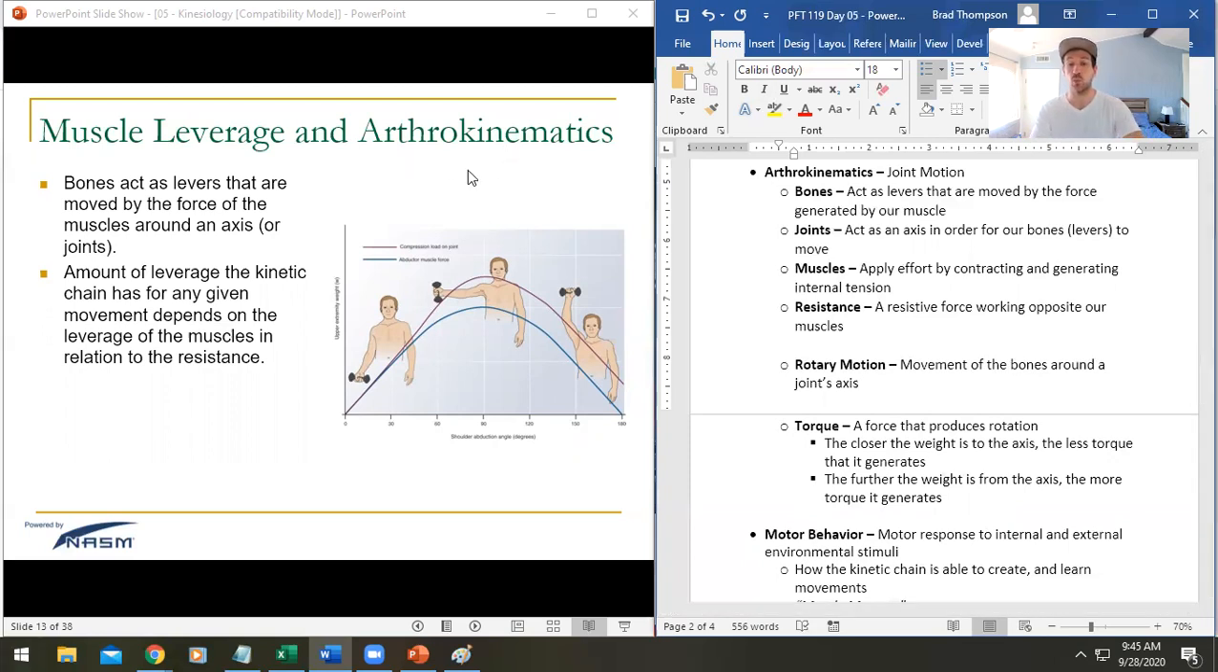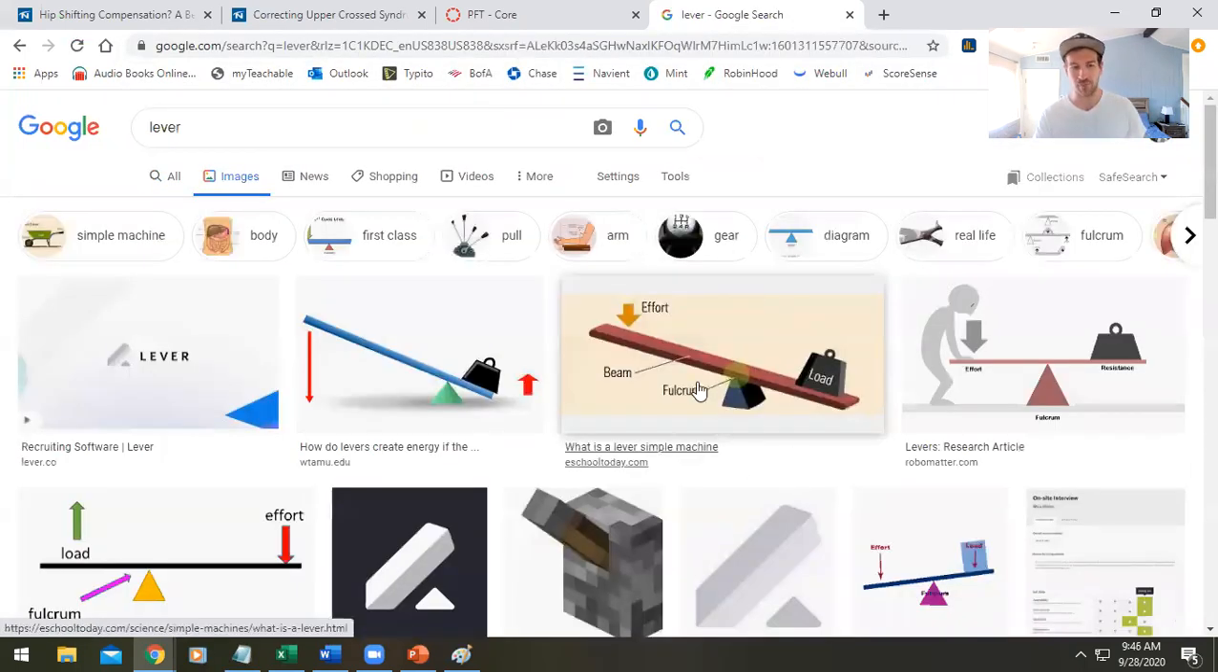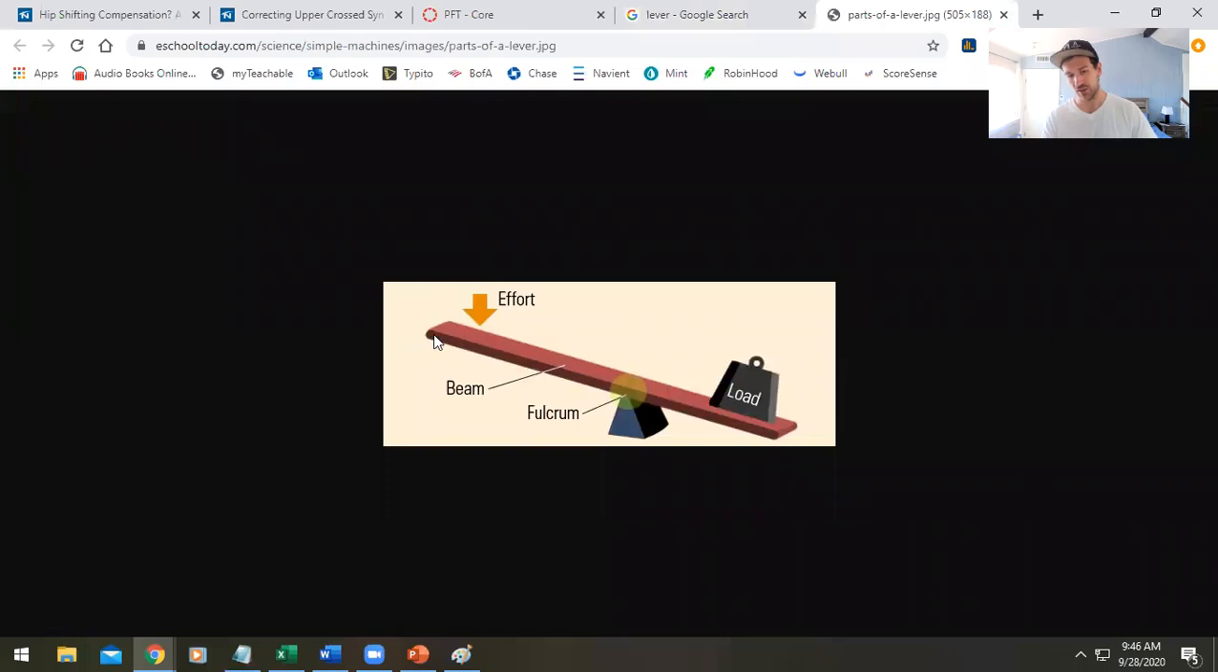All right. When we look at arthrokinematics, remember, arthrokinematics means joint motion, right? Arthro for joints, kinematics for motion. What we need to remember is that in terms of motion, your bone's job is to act as a lever, right? So if we look at what a lever is, this is kind of what we're seeing here. You can see there's a load, there's the seesaw, which is the lever, and then there's a pivot point, which is called the fulcrum. This lever, which is the plank here, is going to move about its pivot point right here.